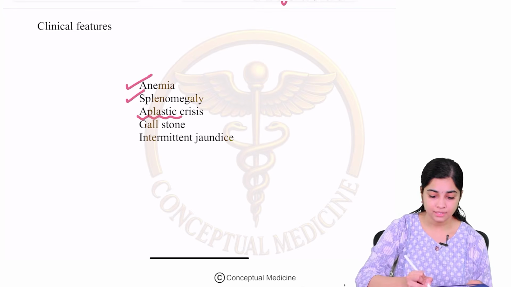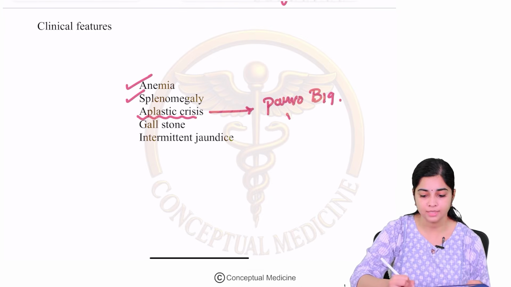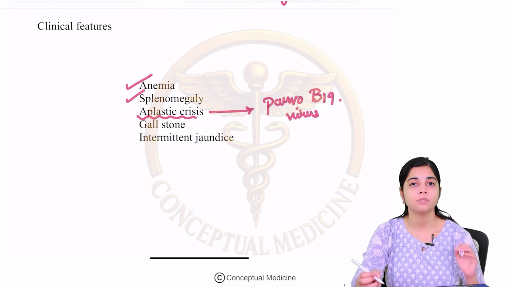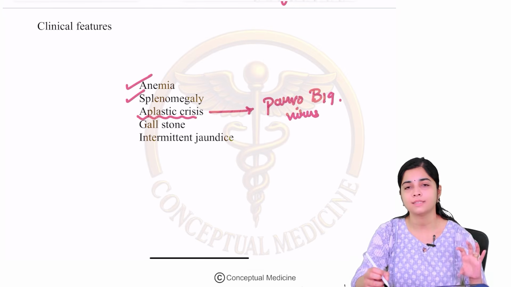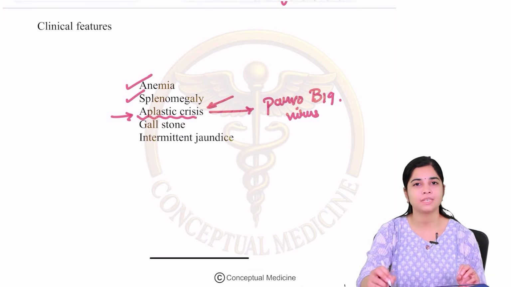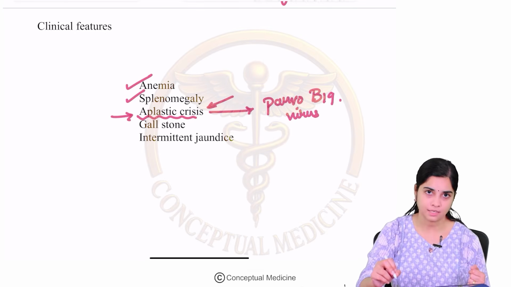Can there be an acute presentation? Yes, if they have a superadded infection with parvovirus B19. If they have a superadded infection with parvovirus B19, then this can cause bone marrow aplasia, resulting in an aplastic crisis. So they can have acute exacerbations or acute falls in the hemoglobin because of aplastic crisis.